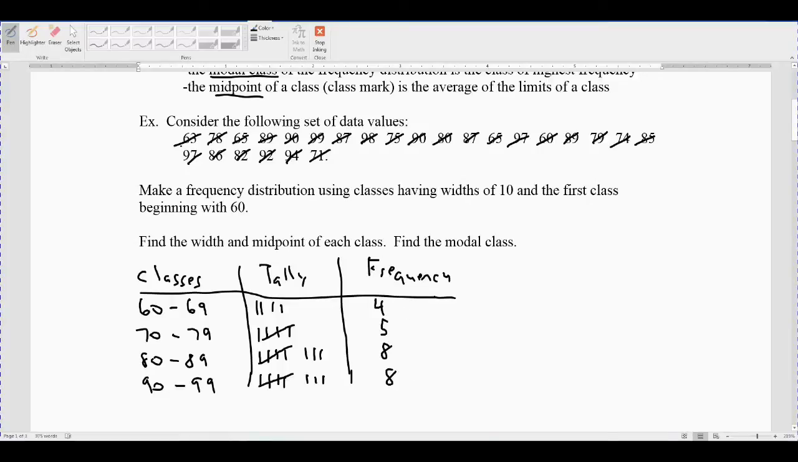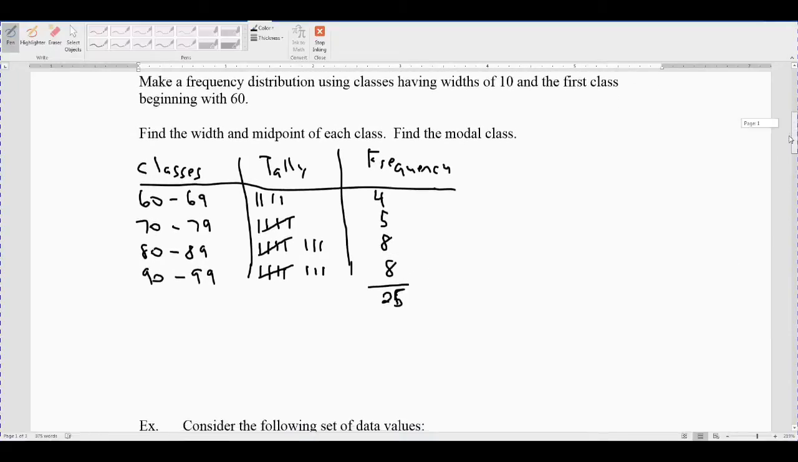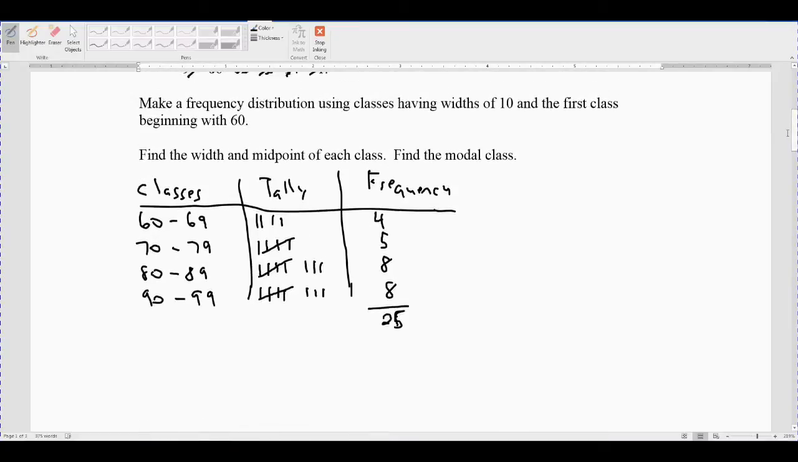I like to count all these to make sure that we're correct. 1, 2, 3, 4, 5, 6, 7, 8, 9, 10, 11, 12, 13, 14, 15, 16, 17, 18, 19, 20, 21, 22, 23, 24, 25. So when I add these up, 9, 17, 25. Just make sure that we at least looked at all of them and I didn't leave anything out. I don't really need that 25, but I'm going to keep it there just in case you need it for something. The next question is to find the width and midpoint of each class.